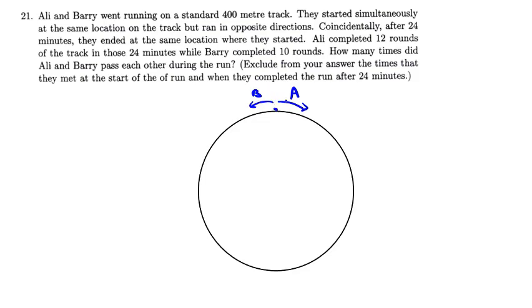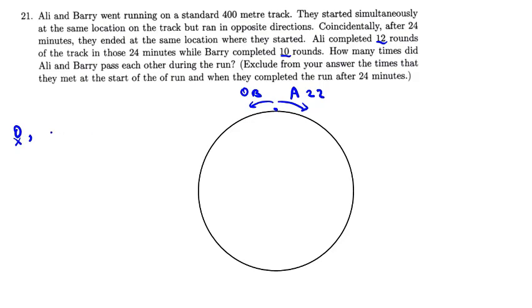Consider that B doesn't run and only A runs. So instead of 12 and 10, it has 22 rounds, 0 rounds. This idea is very useful also in speed problems. Here we don't need the speed and the 24 minutes. We want to calculate the number of times they run the whole circle, and it will be 12 plus 10, which is 22 rounds.